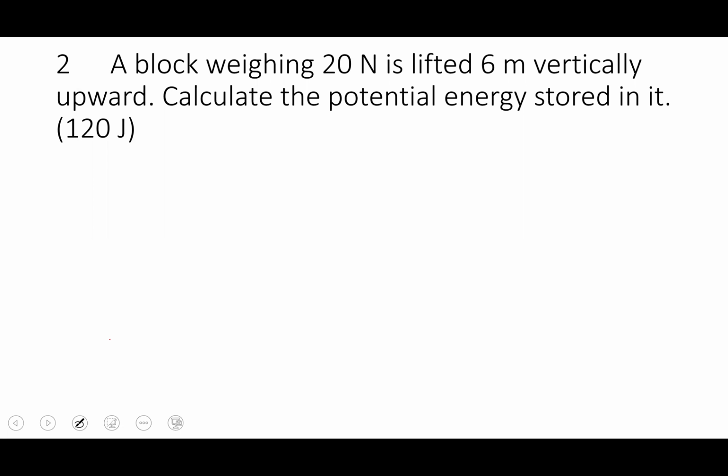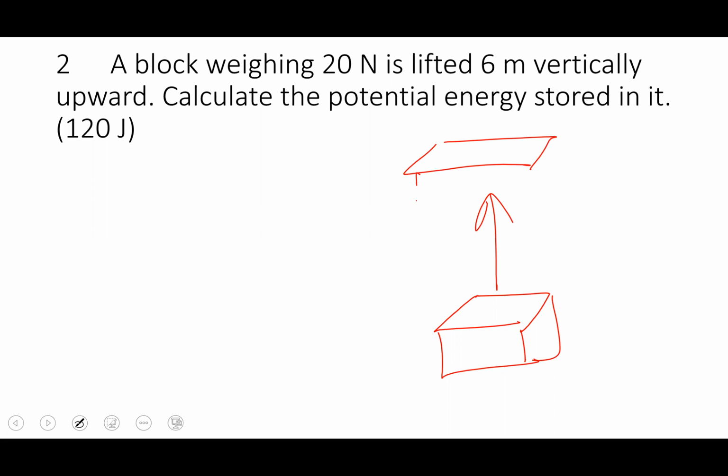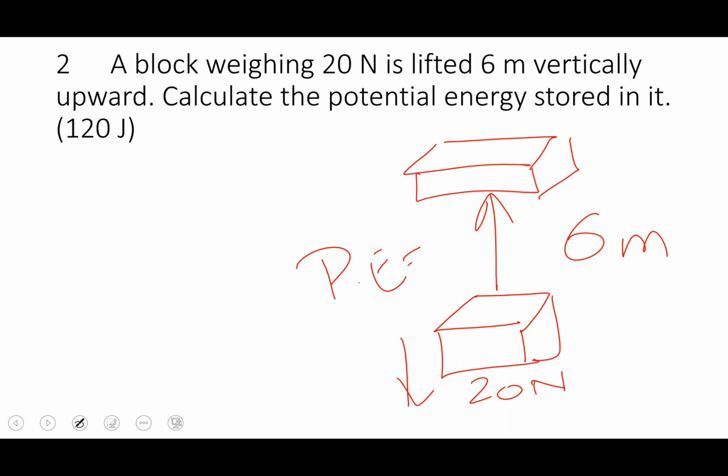For the next question, a block of 20 Newton is lifted 6 meters vertically upwards. Calculate the potential energy stored in it. Now here's a block and it is raised to a certain height, let's say 6 meters, and it is of 20 Newton weight, which is acting in downward direction. Now what is the potential energy in this case?